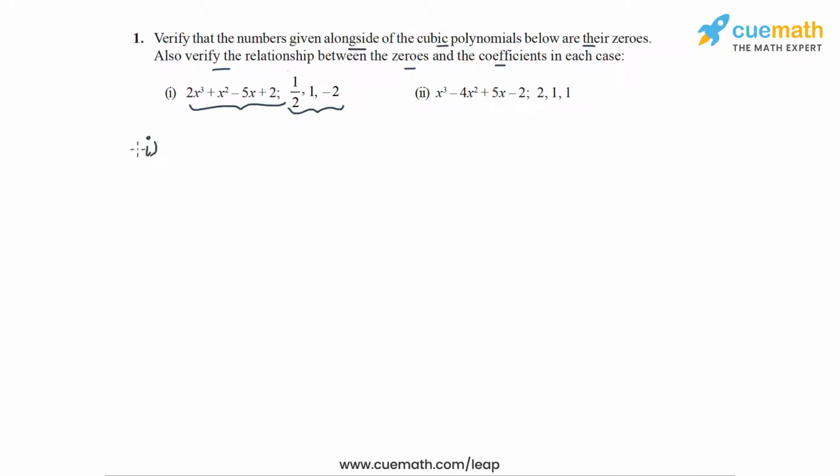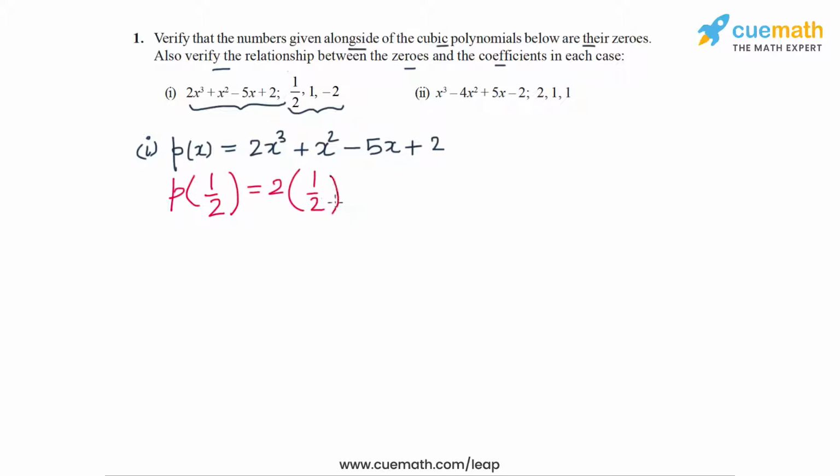So in part 1, the polynomial is 2x cube plus x square minus 5x plus 2. And the three numbers given to us which we have to verify as its zeros are half, 1 and minus 2. So let's find the value of p(x) for each of these values of x. So p of half will be equal to 2 times half cube plus half square minus 5 times half plus 2. So basically I have simply substituted half instead of x.